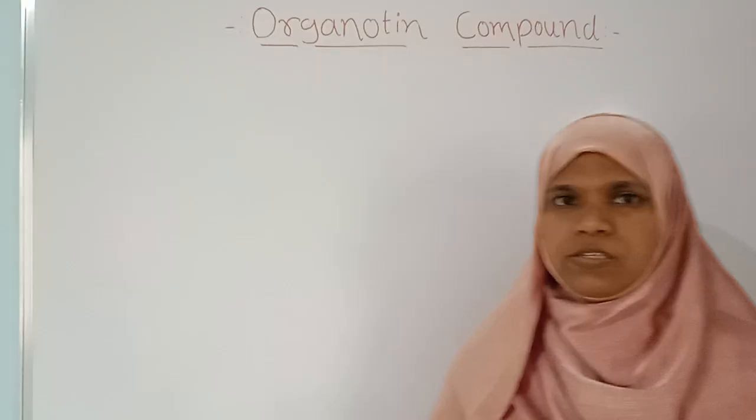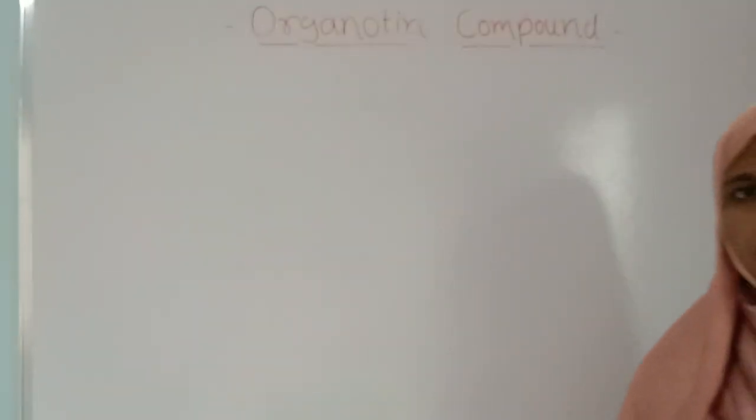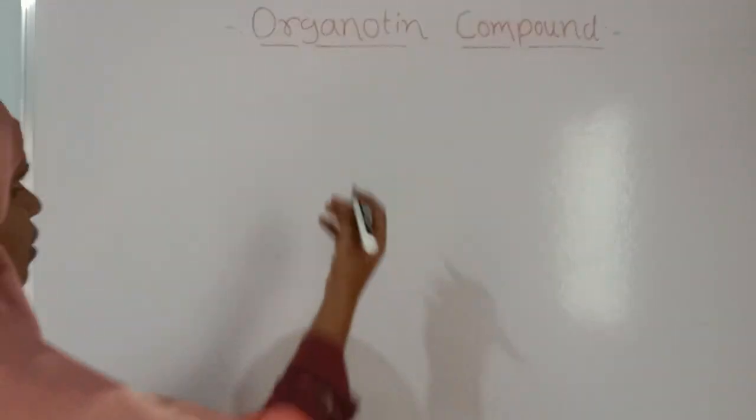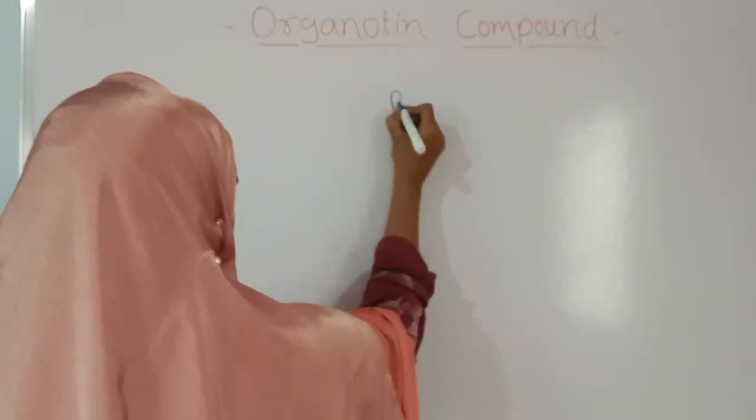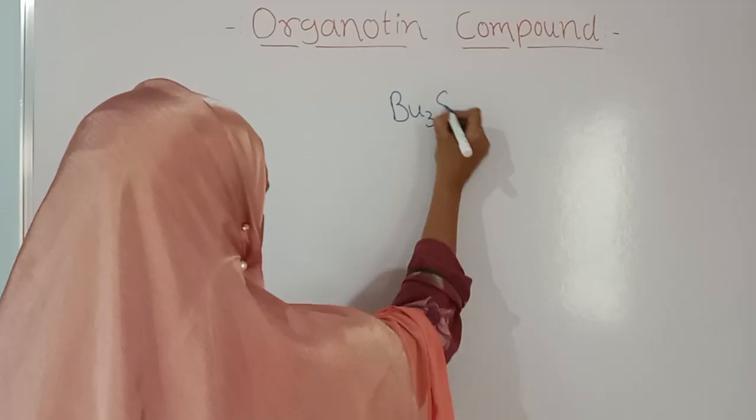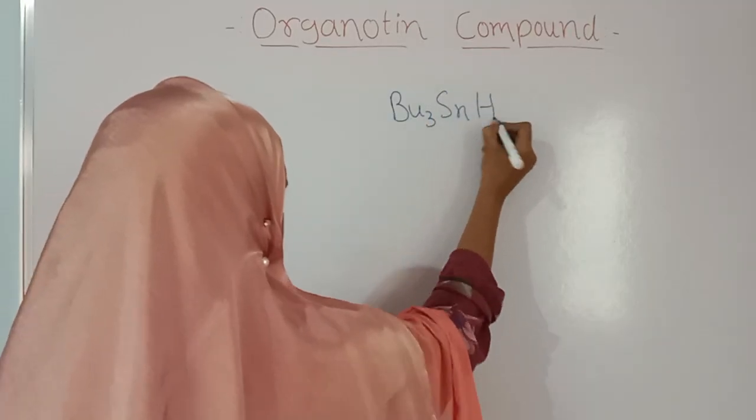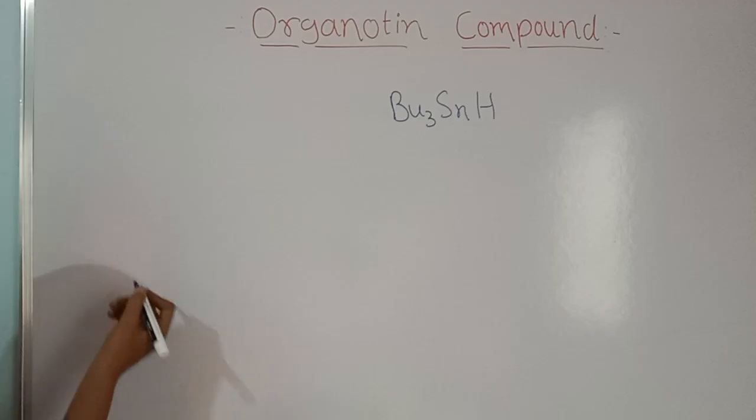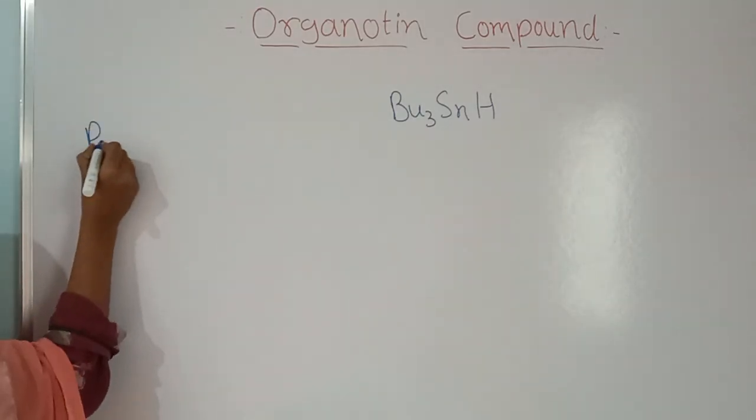In today's video, we discuss organotin compounds. The organotin compound is tributyl tin hydride. Now, first of all, how can we prepare organotin compounds? The first is preparation.